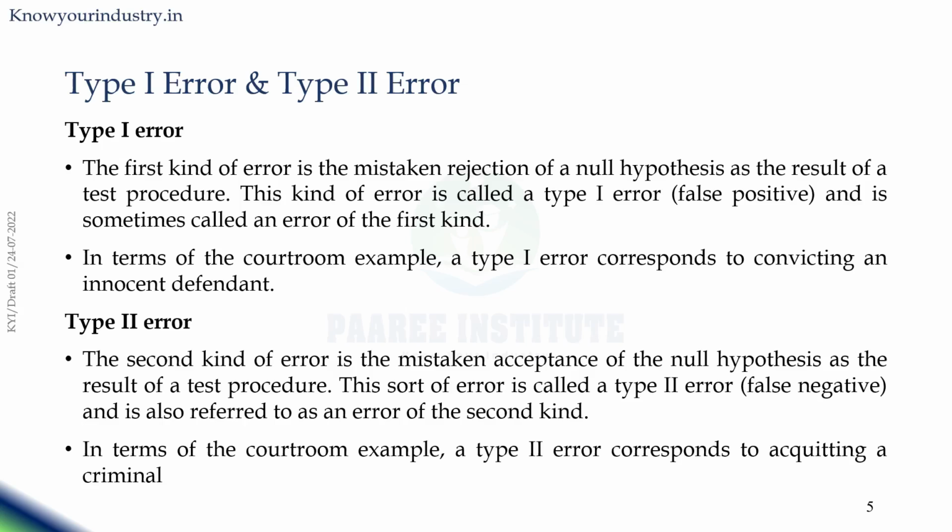Then it comes to the type 2 error. This second kind of error is the mistaken acceptance of a null hypothesis as the result of the test procedure. This sort of error is called type 2 error, that is false negative, and is also referred to as an error of the second kind. In terms of the courtroom example, a type 2 error corresponds to acquitting a criminal. It means actually he is guilty, but we are unable to prove him guilty and he is acquitted. In the bioequivalence example, the test and reference products are actually bioequivalent, but in the study it shows bioinequivalence, that is false negative.